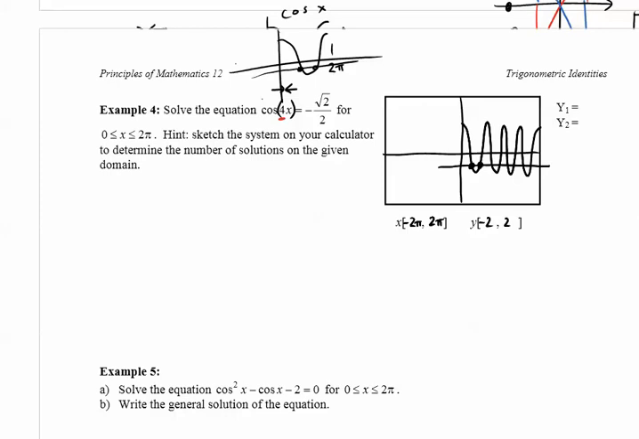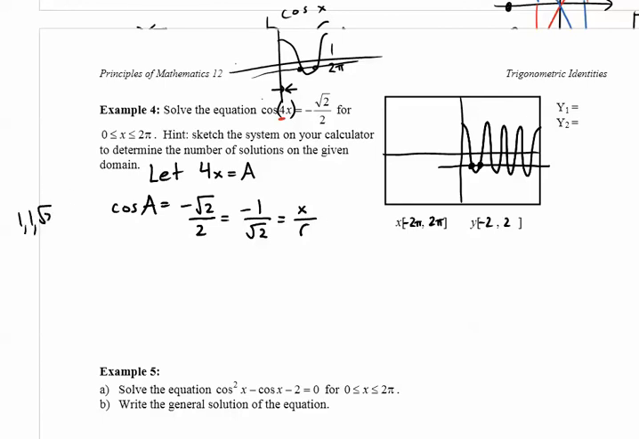So let's see if we can calculate those answers. When you have a multiple angle problem, one thing that you can do is a substitution. So we can let 4x equal a. Then cosine a is -√2 over 2. If I unrationalize that fraction, it's the same as -1 over √2, which means that my x value is -1 and r is √2. So this is a 1, 1, √2 triangle, which has a reference angle of 45 degrees.